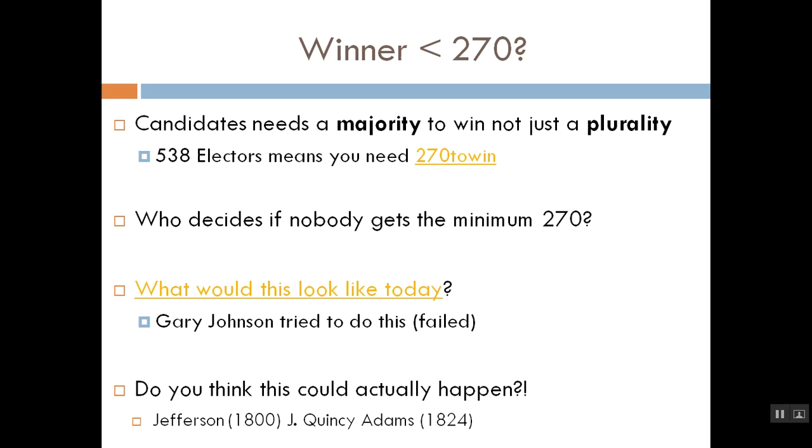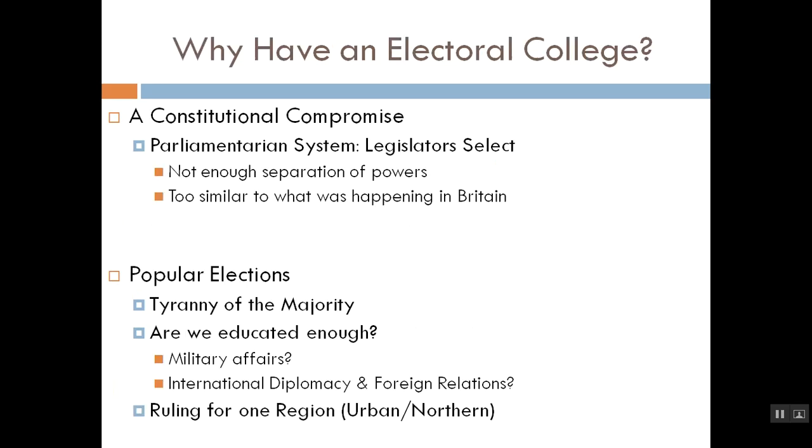Thomas Jefferson lost the December election, but he became president because he was selected by the House. Similarly, in 1824, none of the candidates for president secured the minimum 270 votes to win, and so John Quincy Adams was selected by the House of Representatives. And that's how we are going to resolve a situation where no candidate gets the minimum 270 votes to win in the December election.